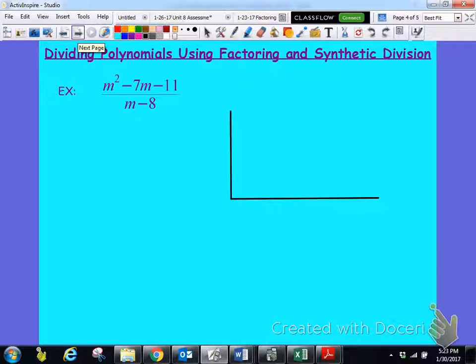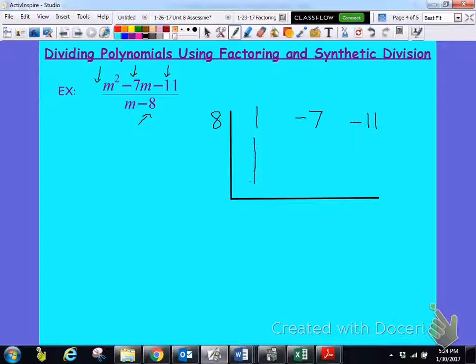Alright, so we have m squared minus 7m minus 11 divided by m minus 8. So I'm going to grab my coefficient of 1, m squared, my coefficient of negative 7, and my constant, negative 11. Then I'm going to take the opposite of this number and place it out front. So a negative 8 becomes a positive 8. And then I start the process all over again.